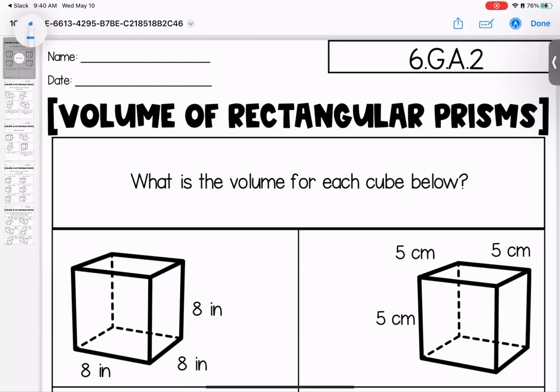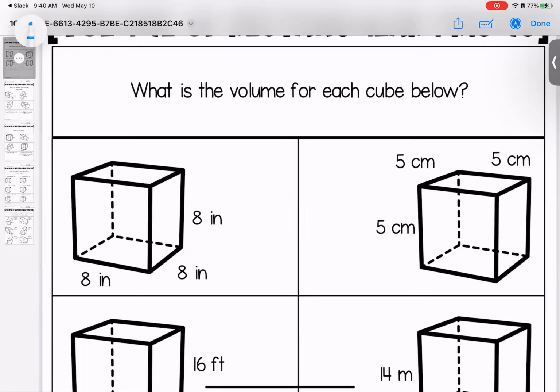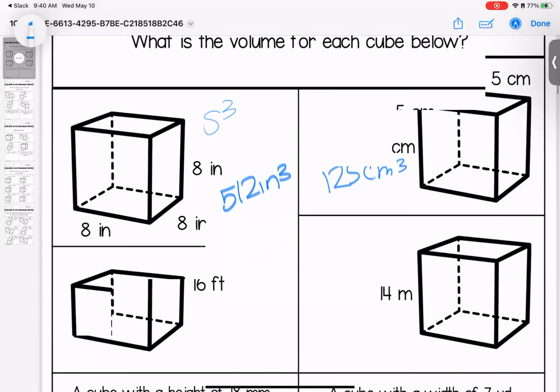So starting off, if we are dealing with cubes, remember it's sides to the third power. So for this one, it would be 8 times 8 times 8, or 512 inches to the third. Here, 5 times 5 times 5, 125 centimeters to the third.